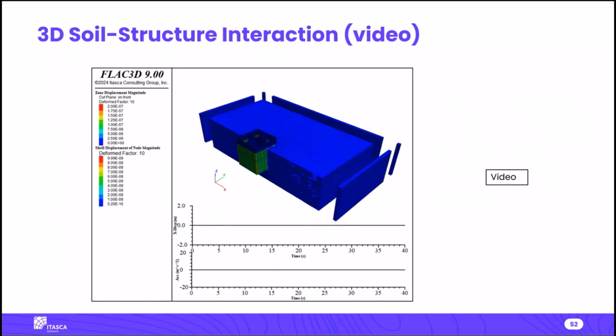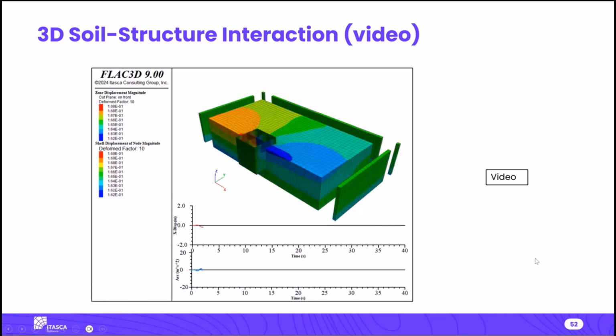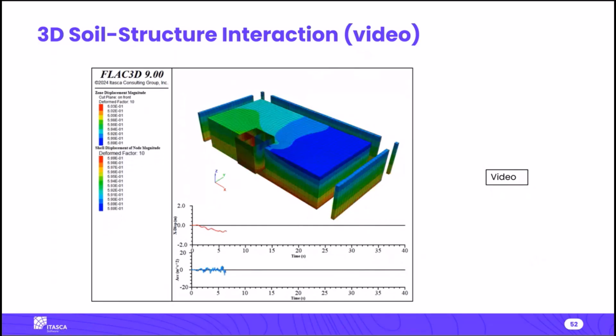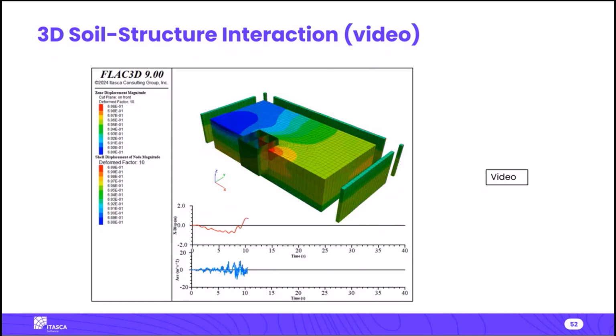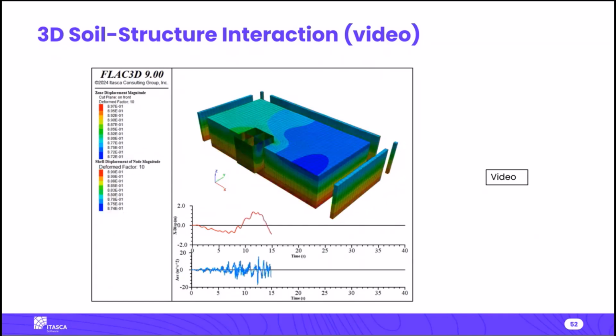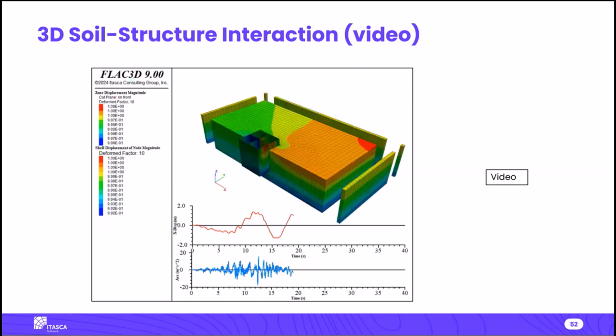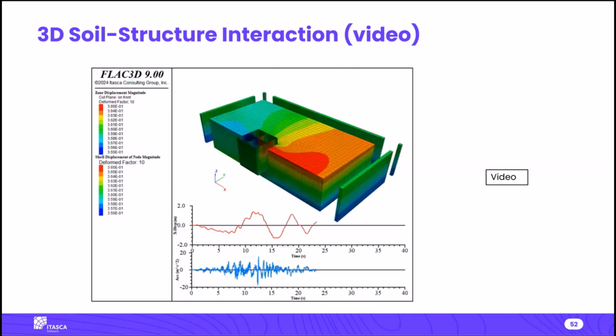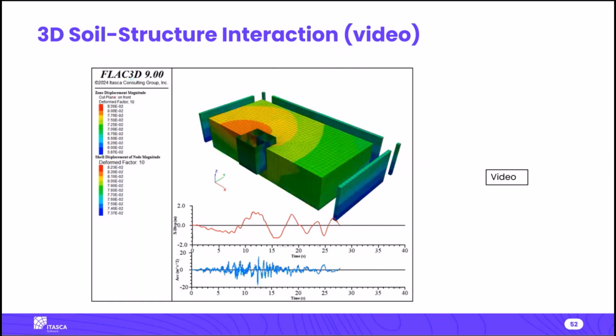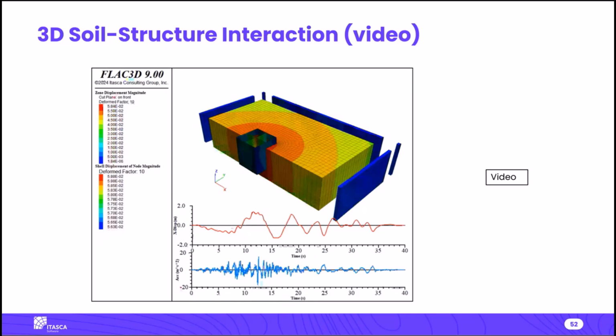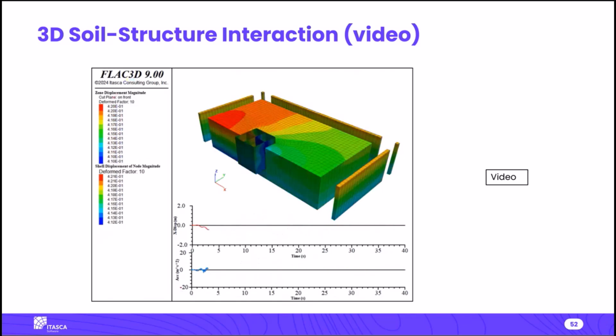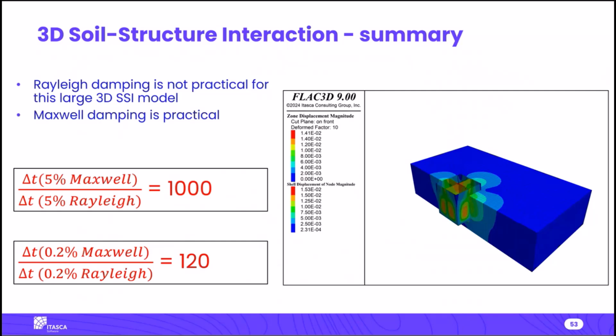So here is an example where I use Maxwell damping for a soil structure interaction model. Here is a video recording some displacement history and acceleration history, and also the contour of the displacement for the model. I only show half of the model. The running is quick.